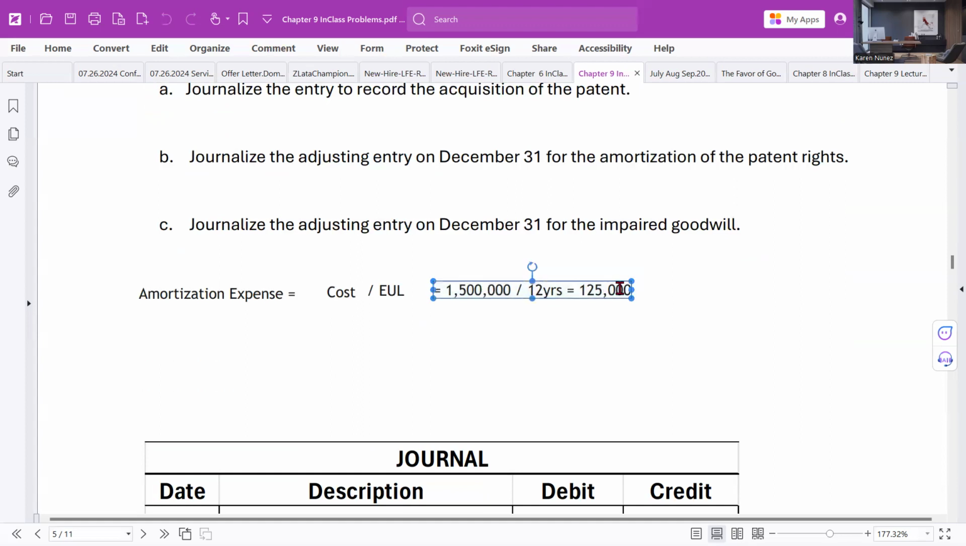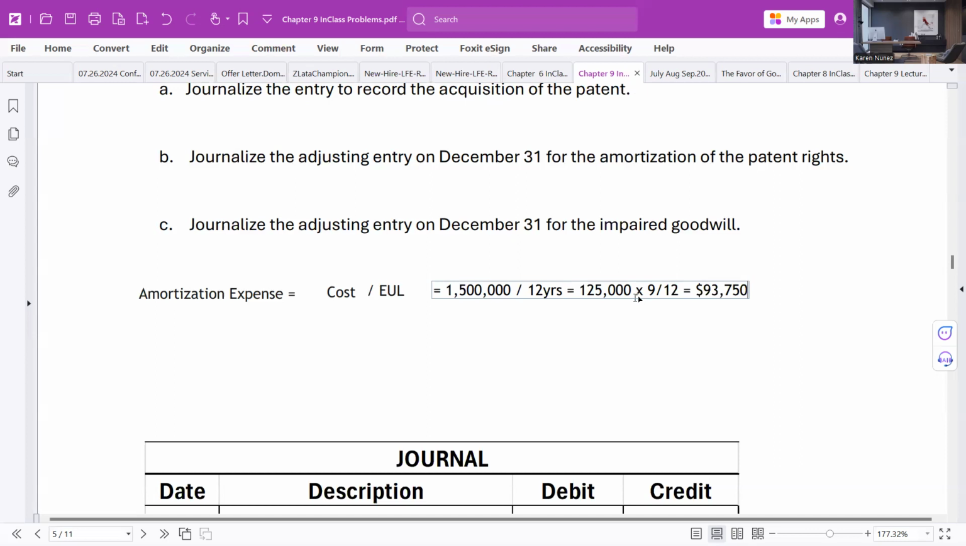We just need amortization that applies to April through December, which is 9 months. So we multiply that times 9 out of 12, and that gives us the amortization for the portion of the year when the patent was actually outstanding. So this ends up being 93,750. That's the amortization for April through December, 9 months of amortization.